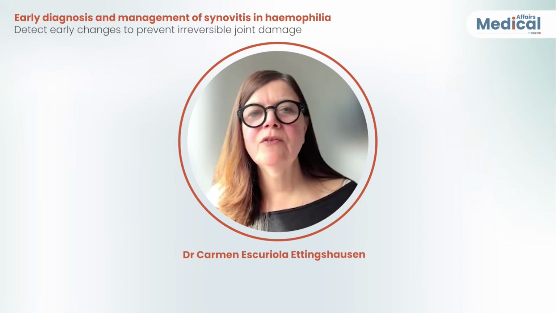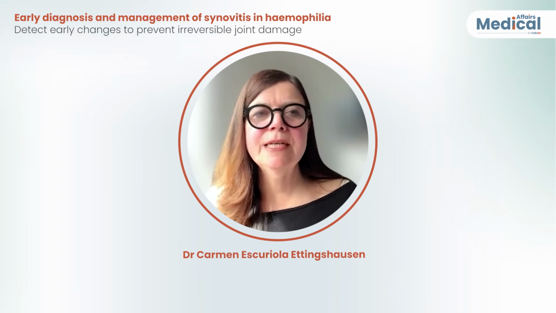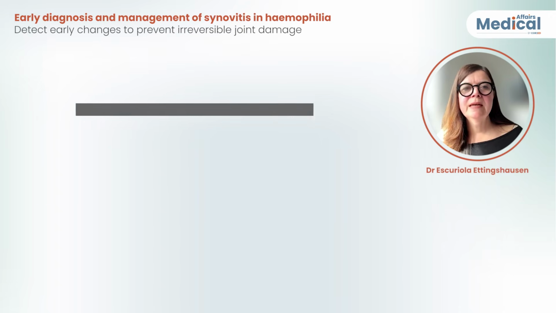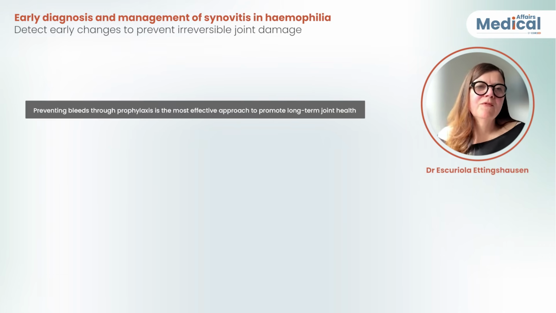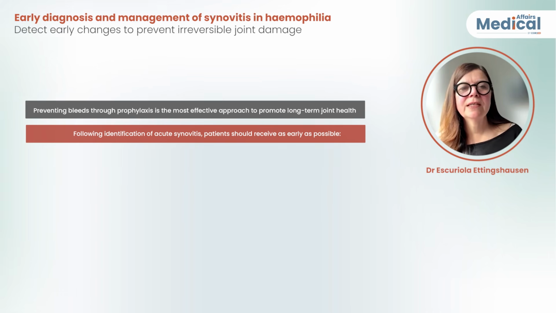The frequency of ultrasound assessment should be tailored to patients based on their age, breakthrough bleeds, pre-existing synovitis, and level of physical activity. Preventing bleeds through prophylaxis remains the most effective approach to promote long-term joint health. In case of identifying synovitis, action should be taken as early as possible because inflammation and hypertrophic synovia can be reversible at an early stage.